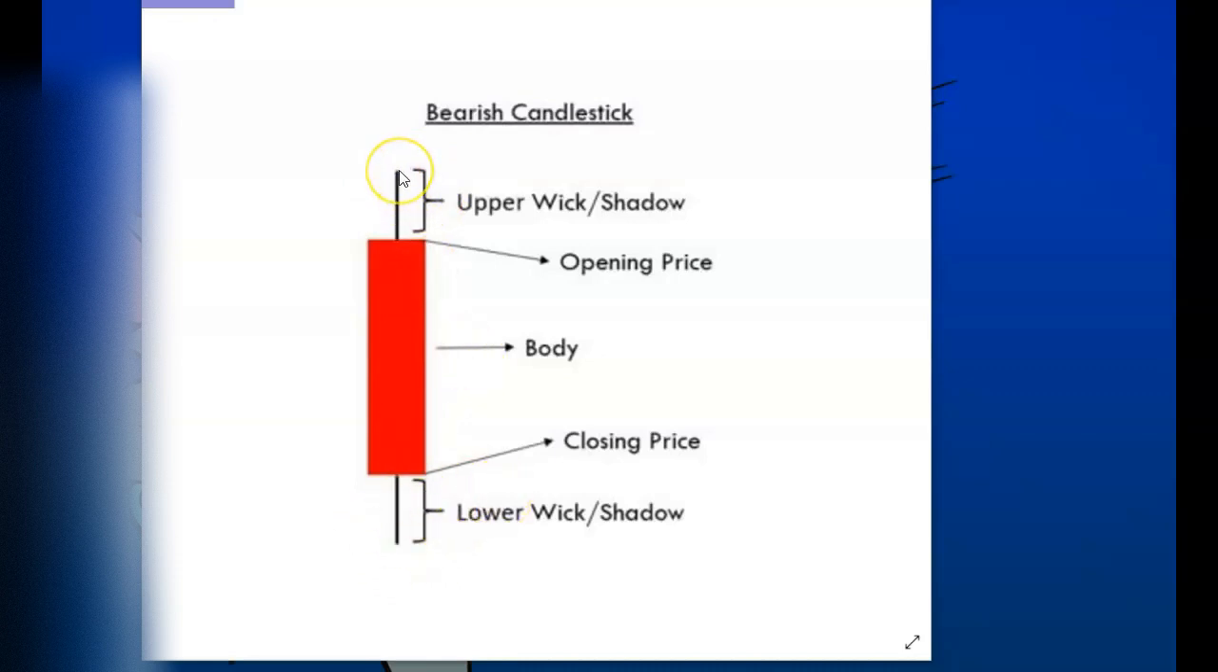So this is how high it went. This is where it opened. This is where it closed. And this is how low it went. Remember, these could be called wicks, shadows, or even pin bars, but this is what a bearish candlestick looks like. Remember, this is the body of the candle.